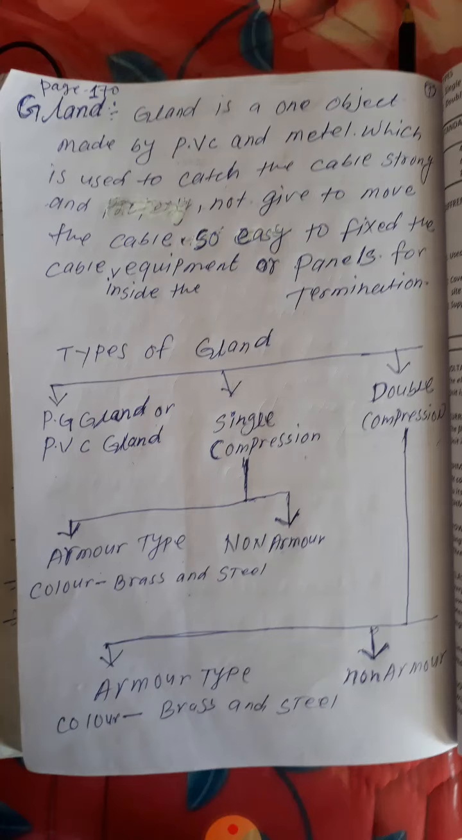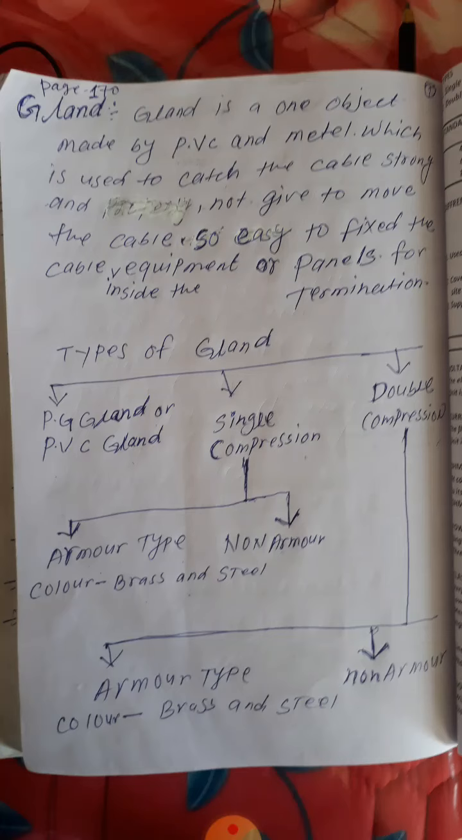So now in this class, our another electrical chapter is gland and its types. This is today's class. Today our chapter is glands and its types. So, what is a gland? First you should know about the gland. What is a gland? Why do we use a gland? We will know about this.